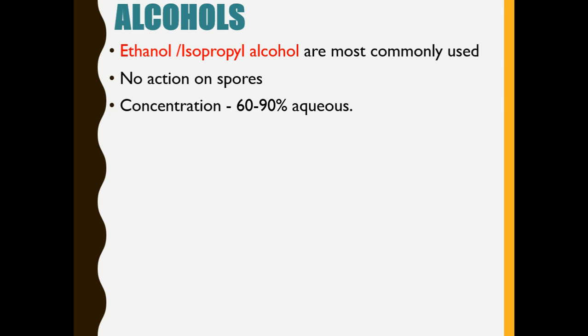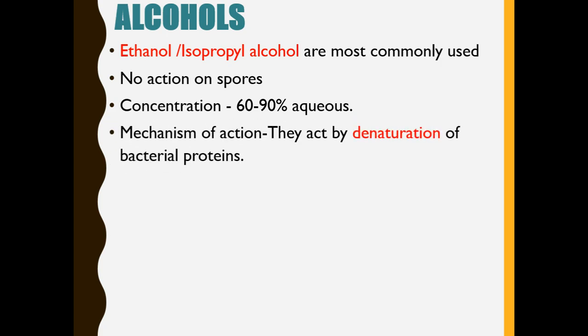And the second factor we are also seeing is the concentration. So we should use the optimum concentration of the agent, and the alcohol is able to act in a concentration between 60 to 90% in aqueous solution. But generally 70% alcohol is commonly used in aqueous solution, and that is able to act on the microorganisms, that is on the bacteria, and able to kill them. And the mechanism of action of alcohol is mainly by denaturation of the proteins in the bacteria. So they act by denaturation of the bacterial protein.